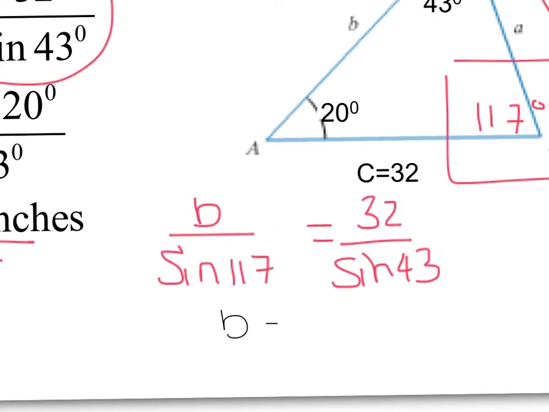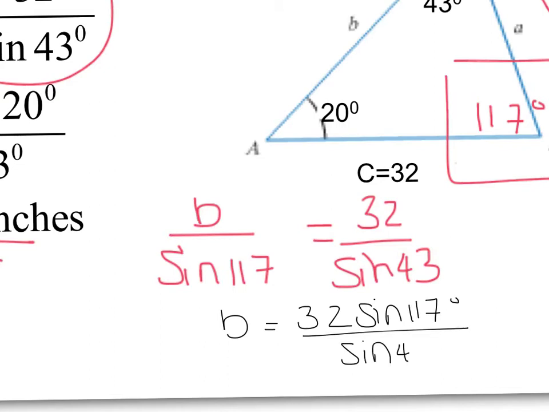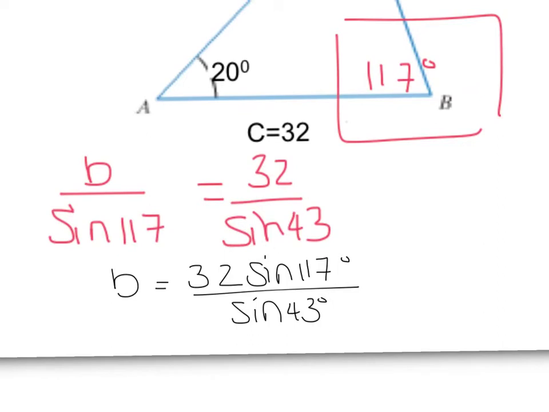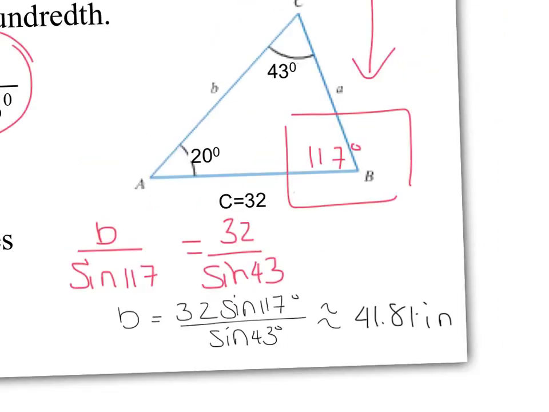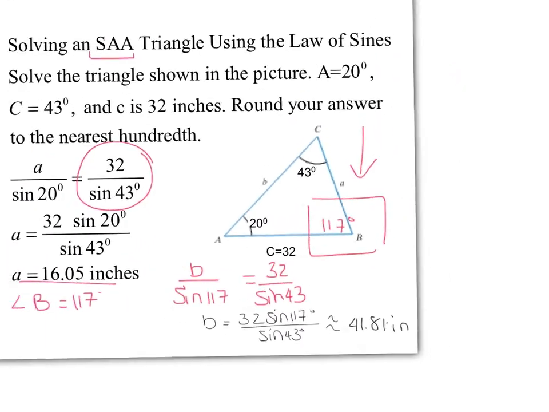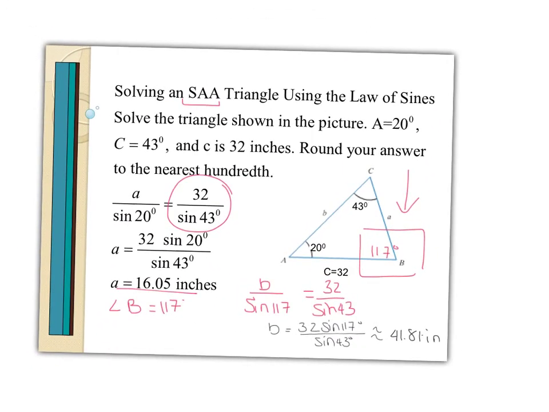And we're going to get b equals 32 sine 117 over sine 43. Put this into your calculator, round to two place values. Notice that I did say that this was in inches. Alright, so our solution is 41.81 inches. Remember, here we're in degree mode. My triangles, clearly they give me degrees, so make sure that you switch the mode in your calculator.